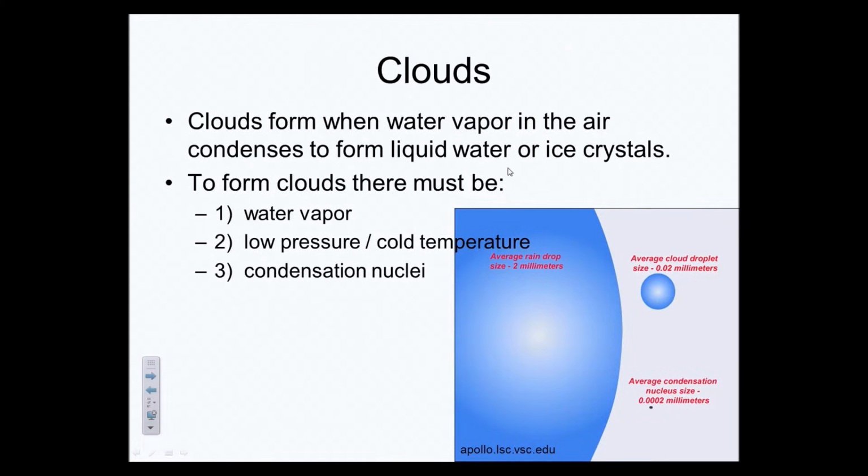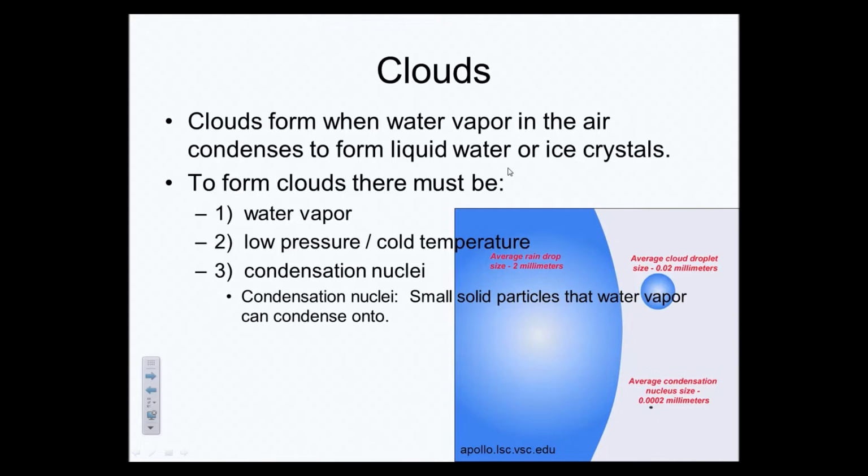Remember, we used smoke in the demonstration. Condensation nuclei are just small solid particles that water vapor can condense onto. And when we're talking about small, we mean small. So this picture shows the size of an average raindrop, about 2 millimeters diameter. Average cloud droplet, about 0.02 millimeters. Condensation nucleus size, though, 0.0002 millimeters. These are tiny, tiny, tiny things.